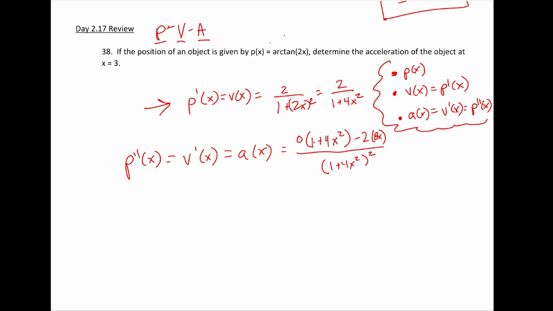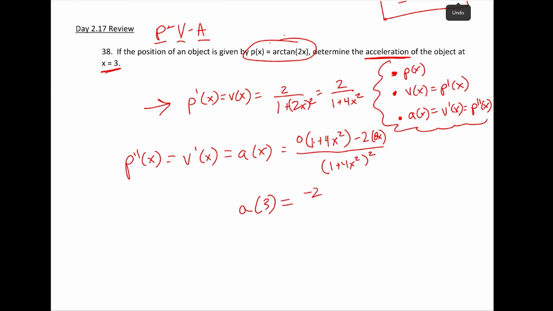Going back to the original problem, we have the position of an object given by this arctangent function. We're trying to determine the acceleration at x equals 3. So now we've got that equation for acceleration. Now we can evaluate it when x is 3. So we're just going to plug in 3 into every instance of x here. So what do we have? Oh, wait, hang on here. This is all times 0. So I don't really need to evaluate that first one. So I'm going to skip past that.